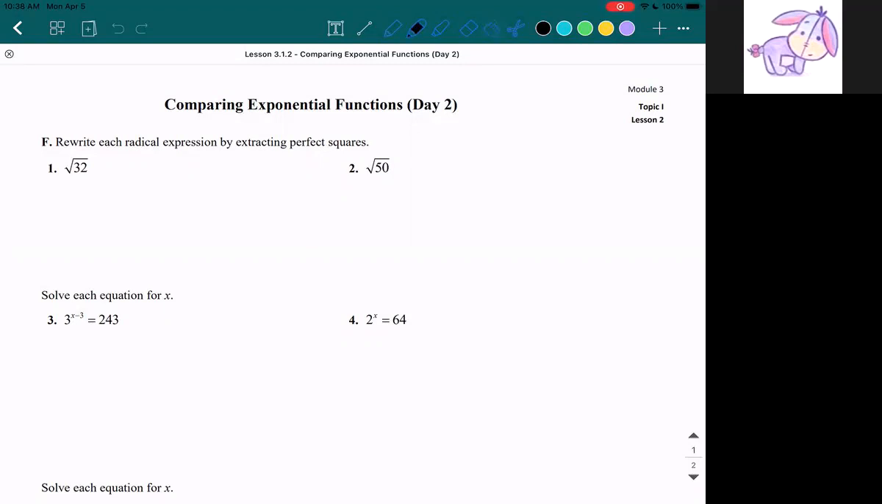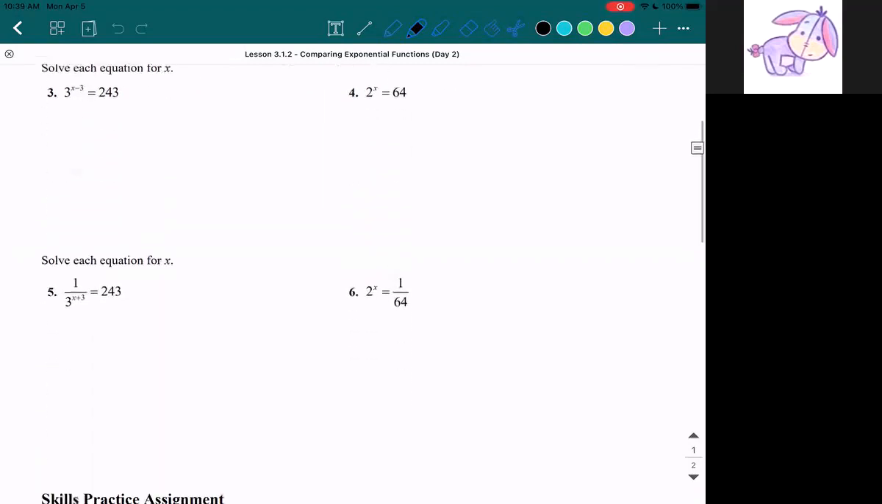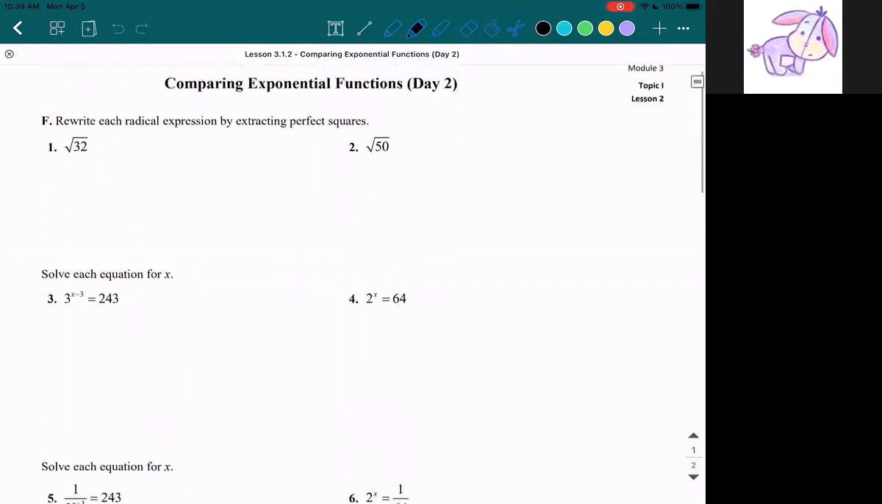Let's get started today with comparing exponential functions, day 2. So this is lesson 3.1.2, day 2. There's only one category for today. It's just category F, so all of these are pretty similar.